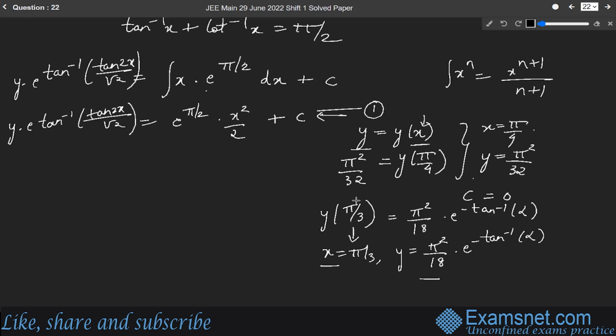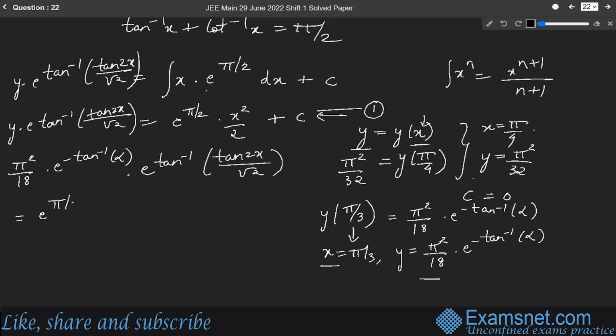On putting the values of x and y, firstly the left hand side will be y into, what is the value of y? Pi square by 18 into e power minus of tan inverse alpha into, again, e power tan inverse of tan 2x upon root 2. This is the left hand side. This will be equal to e power pi by 2 into x square. What is the value of x? x is pi by 3. So pi by 3 square means pi square by 9. So pi square by 9 divided by 2 will be pi square by 18. And plus c. So this is the right hand side.